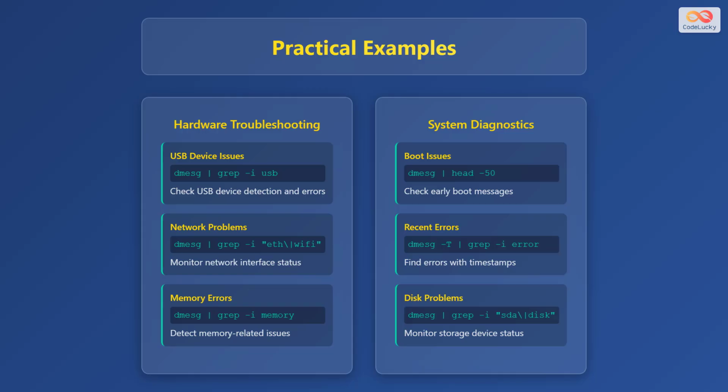To check early boot messages, use dmesg | head -50. To find recent errors with timestamps, use dmesg -T | grep -i error. To monitor storage device status, use dmesg | grep -i sda or disk.